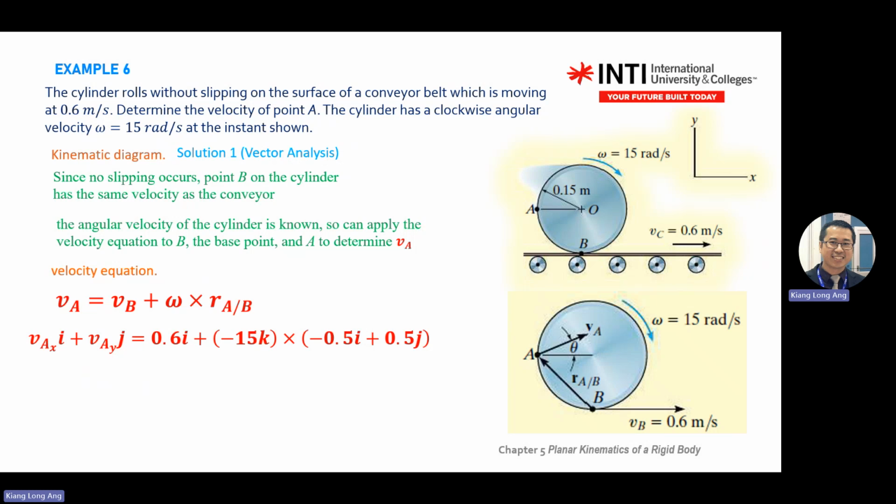Then this one, VB is given. VB only has one direction, X. So that's why you see 0.6i. Omega is given. Omega, why negative? You go inside the screen, it is negative. Okay, go outside the screen positive, go inside the screen negative. Cross RB, this one is from B to A, pointing to A.